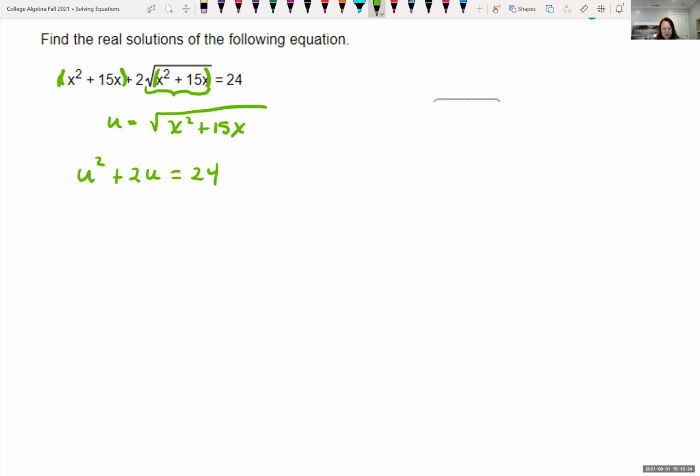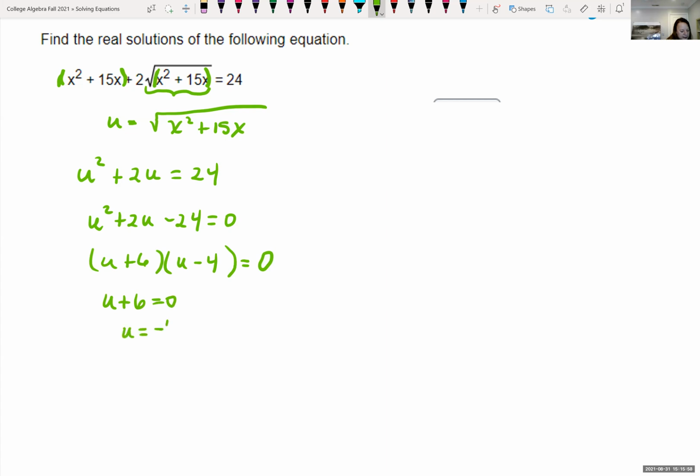So it's a quadratic now. We manipulated it to be a quadratic. So let's set it equal to 0. So now we have u squared plus 2u minus 24 equals 0. So this is factorable. There's two numbers that multiply to -24 and add to 2. So 4 times 6. 6 is positive, 4 is negative. So we have u plus 6, u minus 4. Set each piece equal to 0 and solve for u. So we get u is -6 and u is equal to 4.